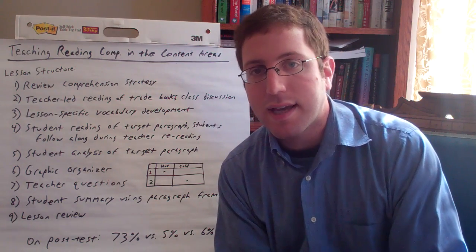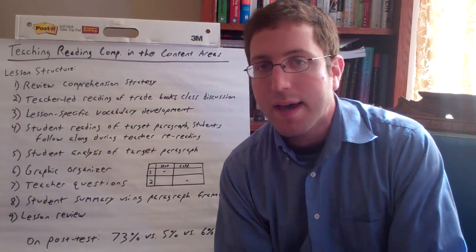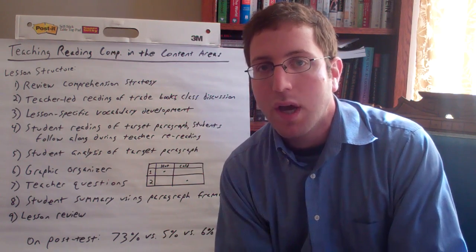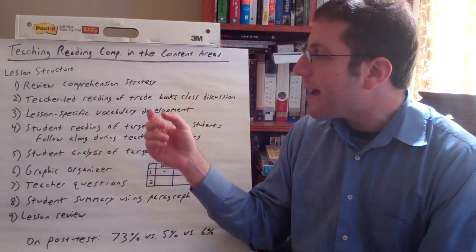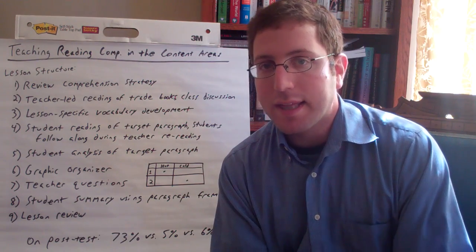Later on in the set of lessons, when they started to introduce the pro and con clue words, it was the same thing, except now they were looking at words like advantage or bad and trying to determine what that would imply for the connotation of the sentence. After that, there was teacher-led reading of the trade books, of the texts, and then some class discussion.